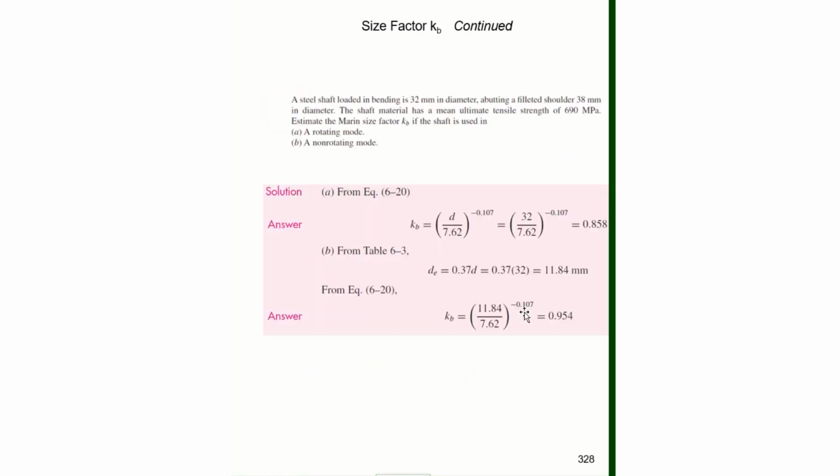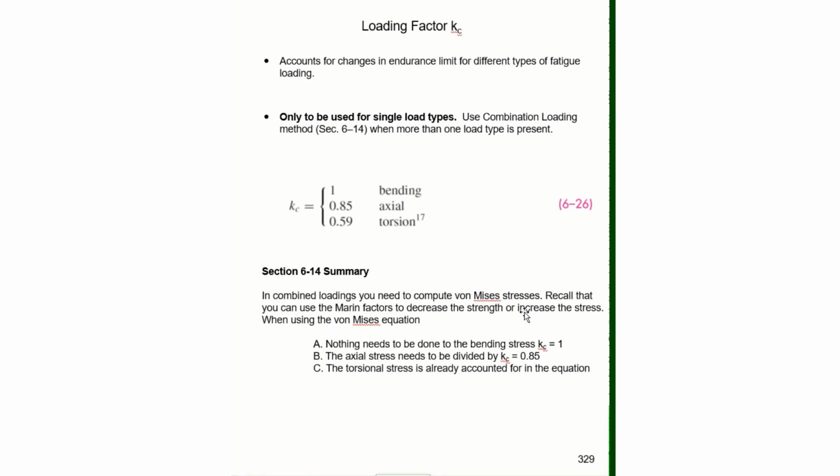The next factor is KC, which is a loading factor. You only use KC if a single load is applied. So if we only have bending, or we only have an axial load, or we only have torsion, then we apply KC as shown here. If, however, we have bending and axial, we let KC equal 1, and we address KC in another equation.